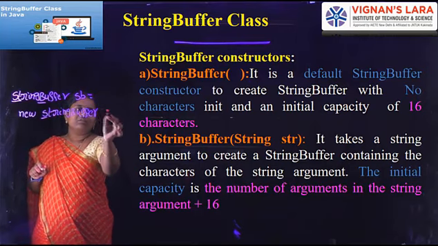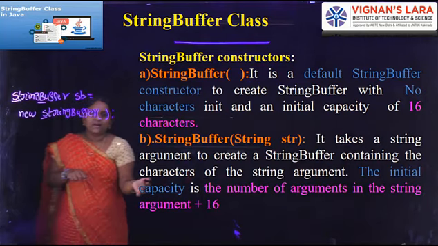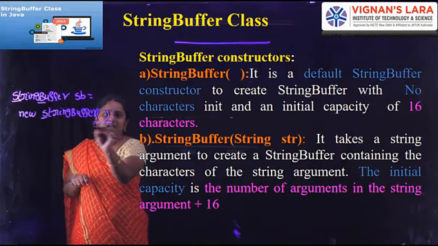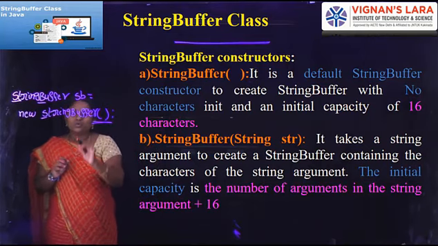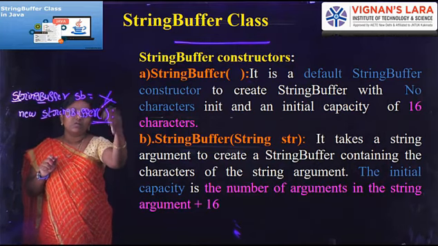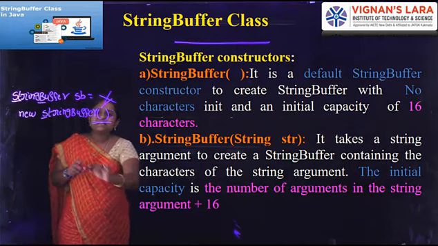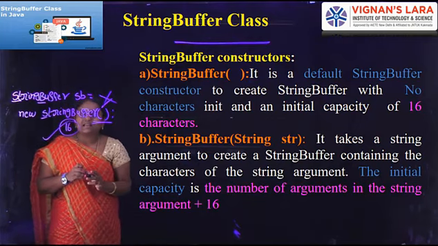Whenever an object of the class is created, constructors are automatically invoked. Here it is a default constructor. It is the default StringBuffer constructor, which creates a string buffer with no characters in it. Here we can't pass any arguments, but the initial capacity is 16 characters.